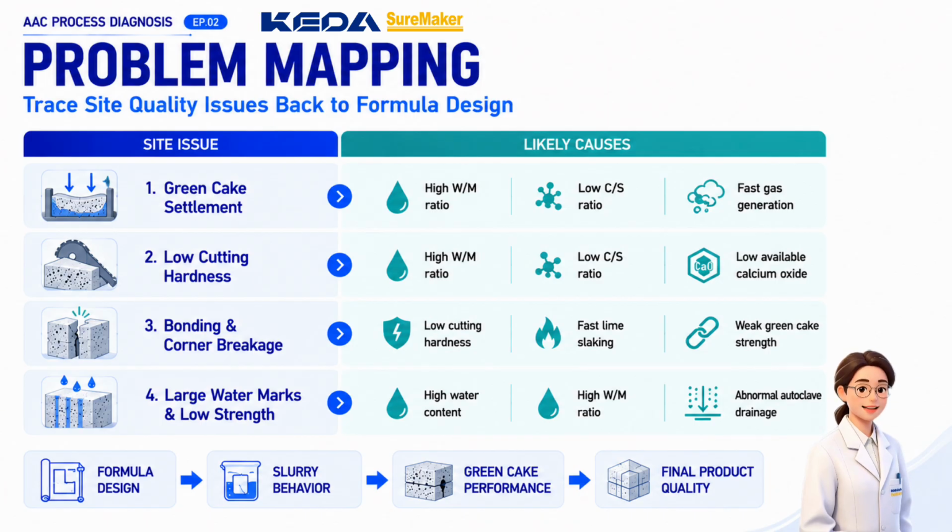If large watermarks and low strength appear after autoclaving, the green cake may contain too much water. High water content in the green cake may be related to a high water-to-material ratio or abnormal drainage in the autoclave. When analyzing site problems, we need to follow the whole chain from formula design to quality and conduct reverse diagnosis at each key process control point.